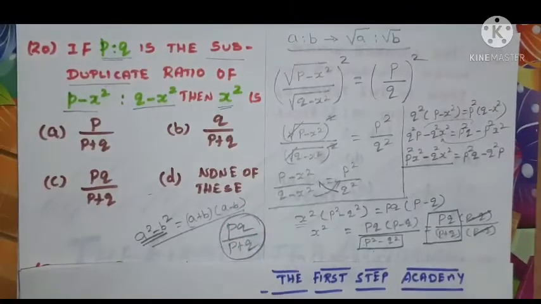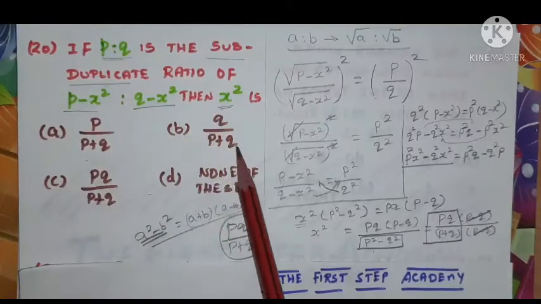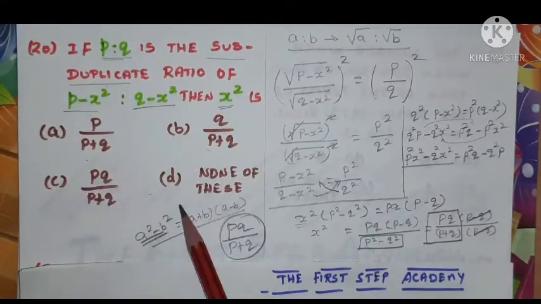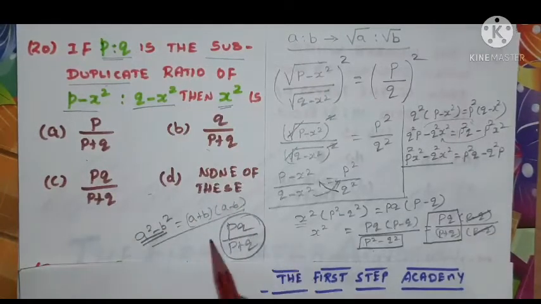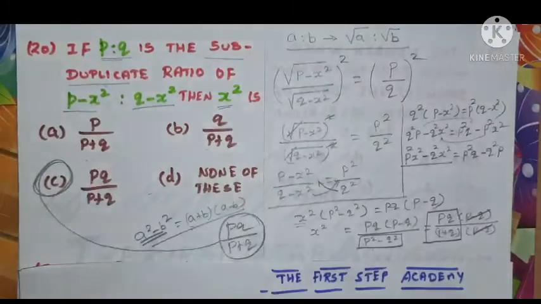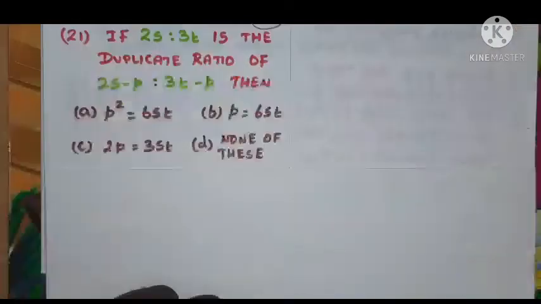Right? Now just check with the options. Option A, P by P plus Q. Option B, Q by P plus Q. Option C, PQ by P plus Q. Option D, none of these. Look out, the answer, option C, PQ divided by P plus Q, is the right answer for this particular question. Right? Hope you understand how we found the answer for this particular question. Good. We'll go to the next question. Okay, the next question.